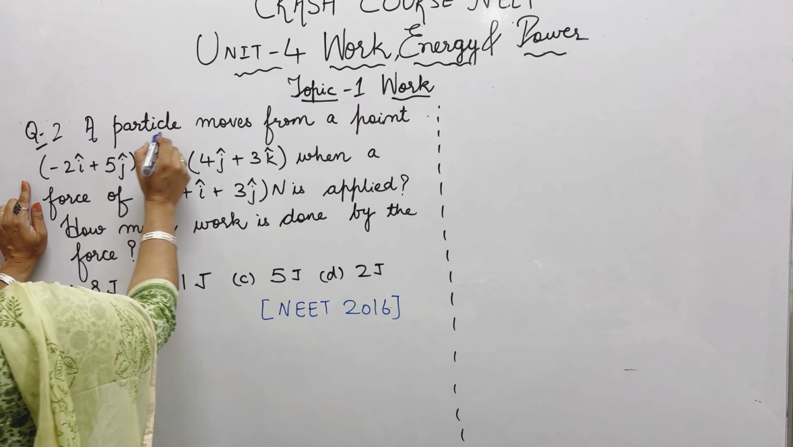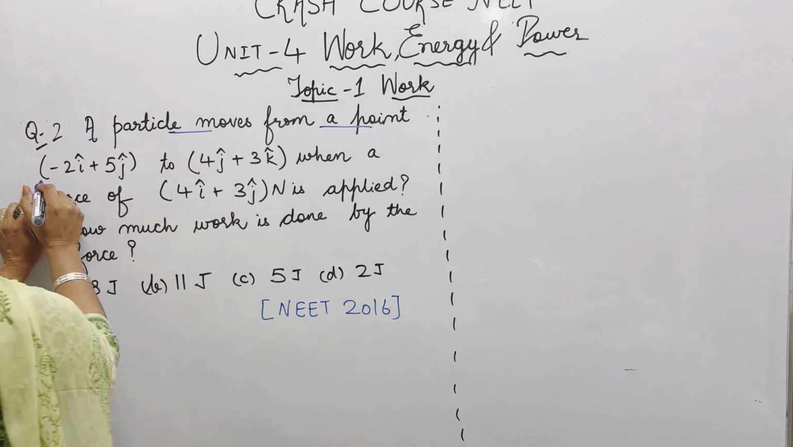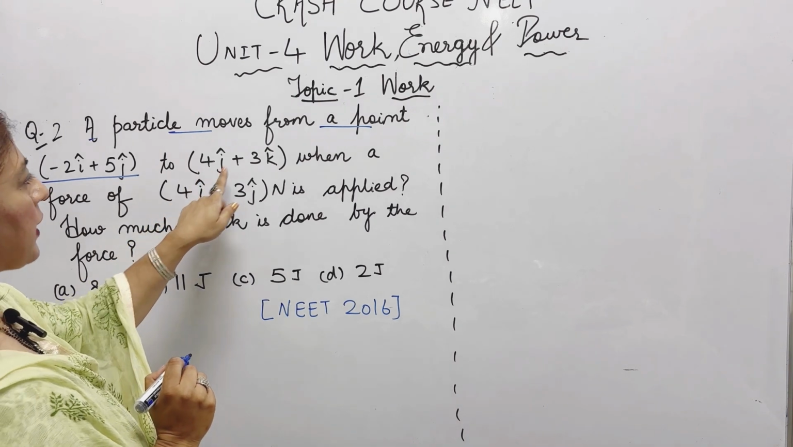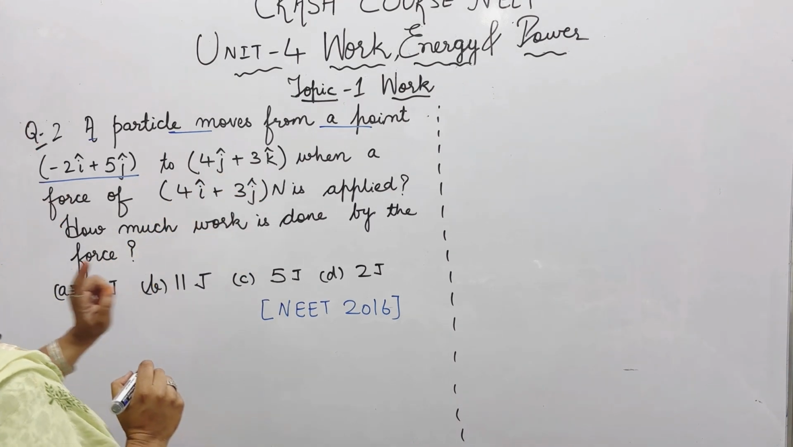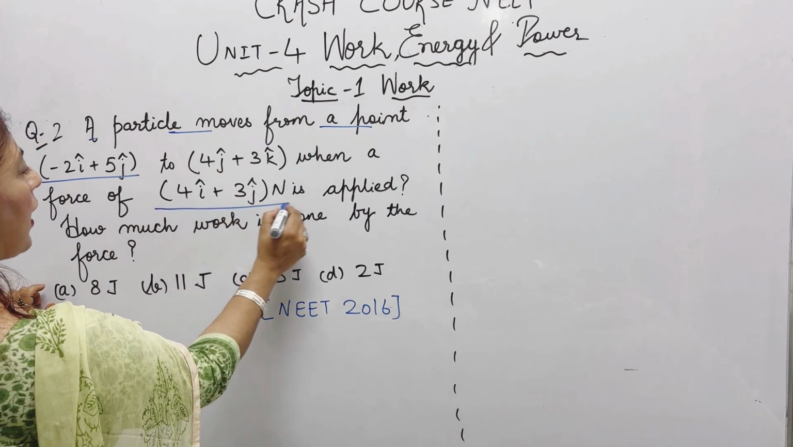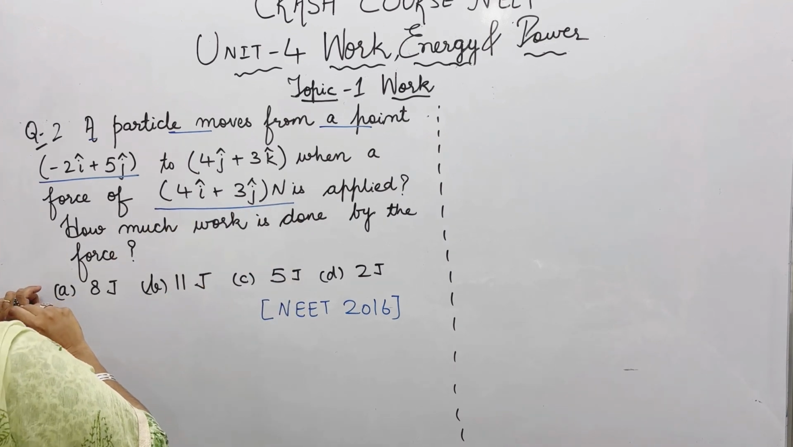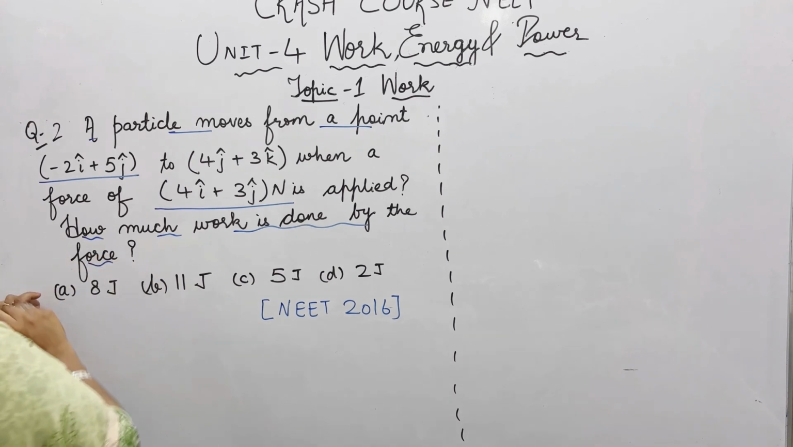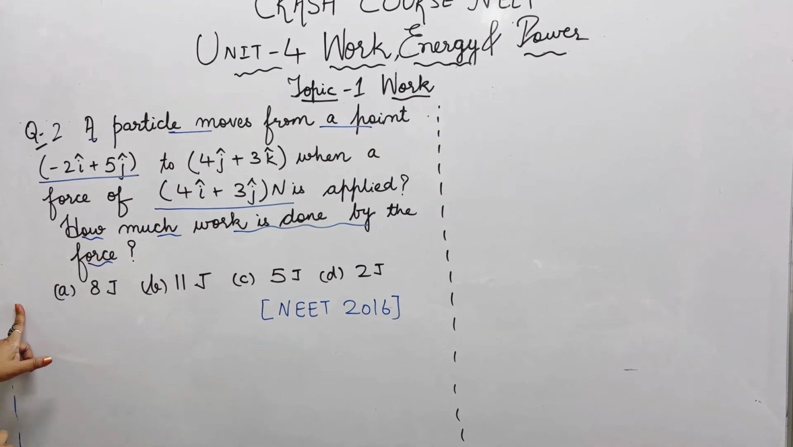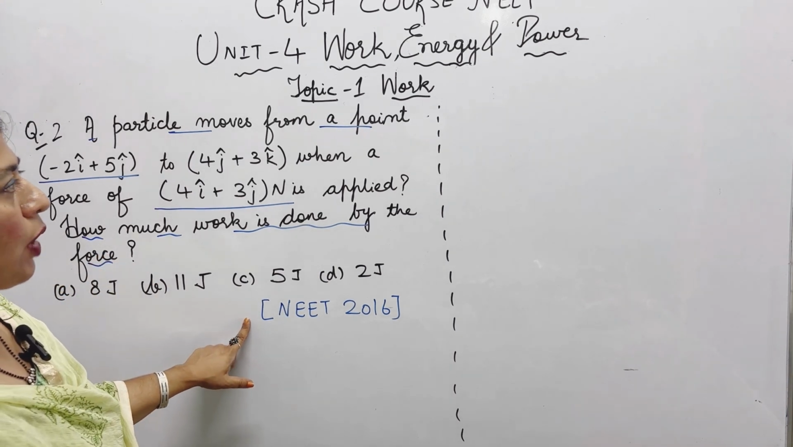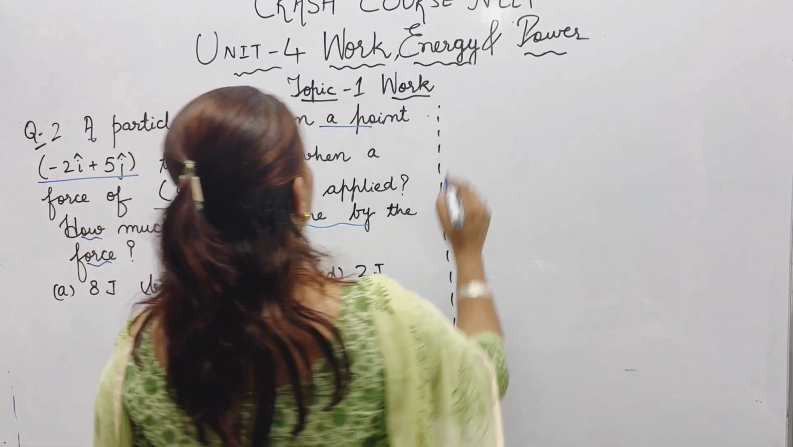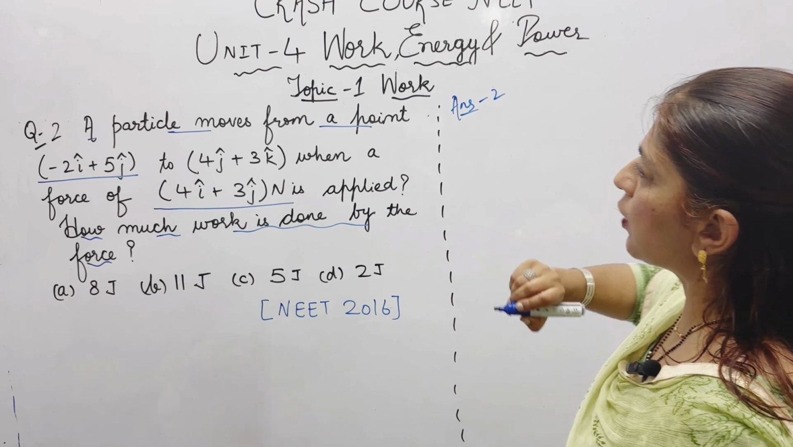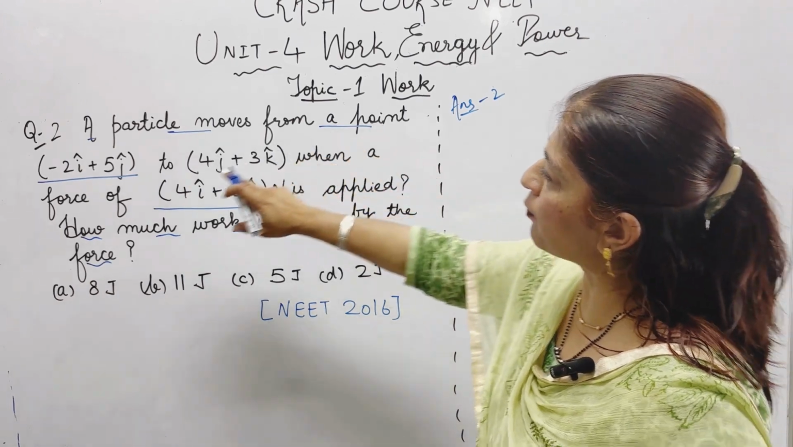A particle moves from a point minus 2i cap plus 5j cap to 4j cap plus 3k cap when a force of 4i cap plus 3j cap Newton is applied. How much work is done by the force? Options have been given, and this question has come in NEET 2016. So let us solve the numerical by the things that have been given to us. Particle moves from a point this to this.